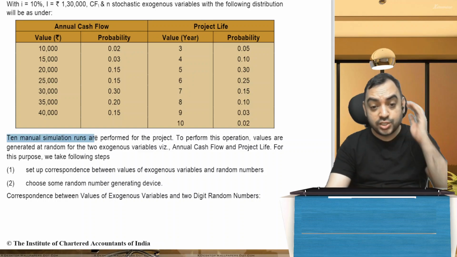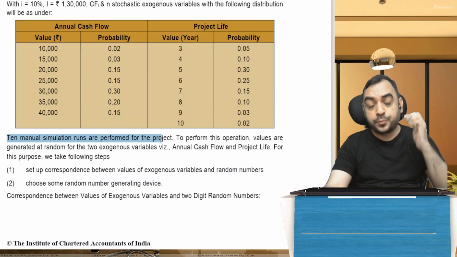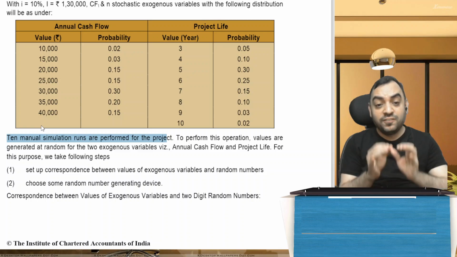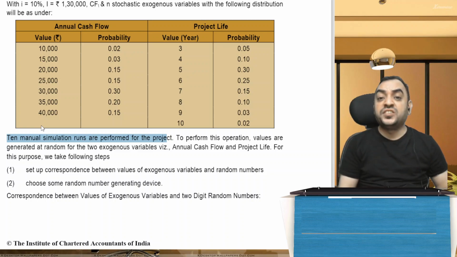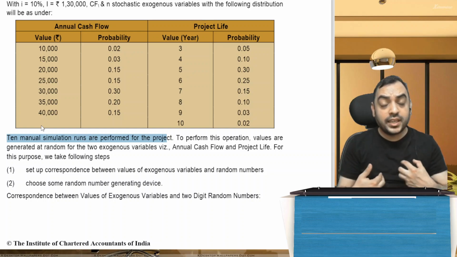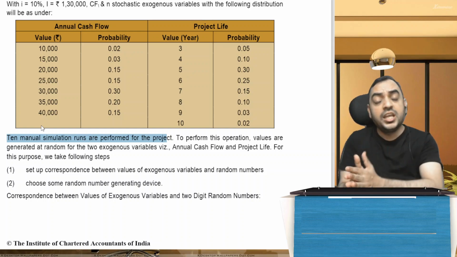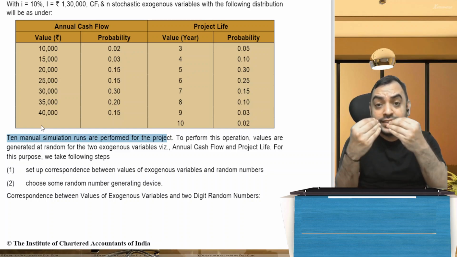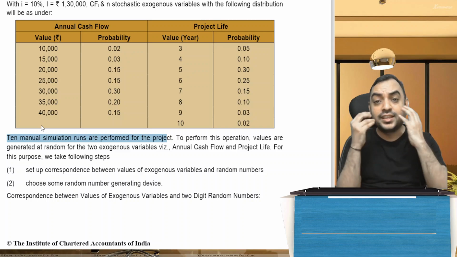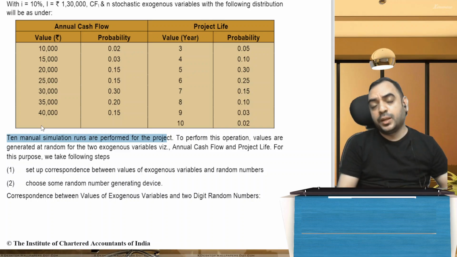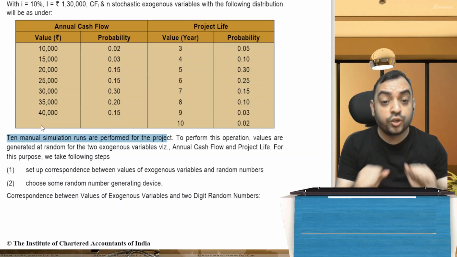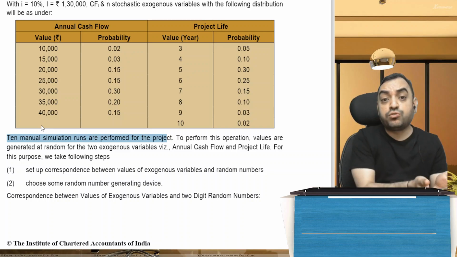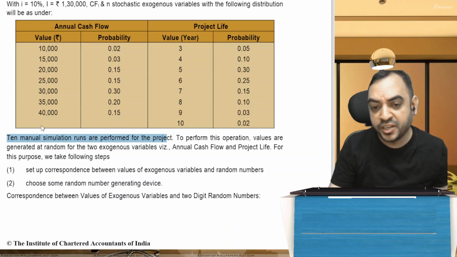10 manual simulation runs are performed for this project. 10 manual simulation runs means 10 times we calculate the NPV of the project. Each time the cash flow may be different, the project life may be different. That is ascertained by the data from the simulation table, the random number table. 10 times we are going to run, so 10 times we get NPV. Each time cash flow may be different and project life may be different.